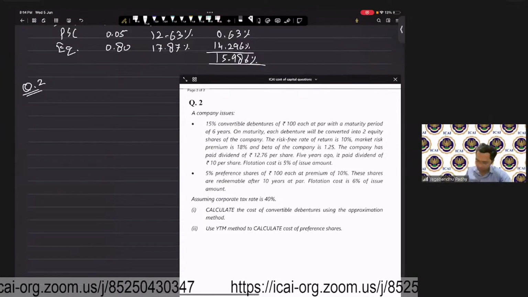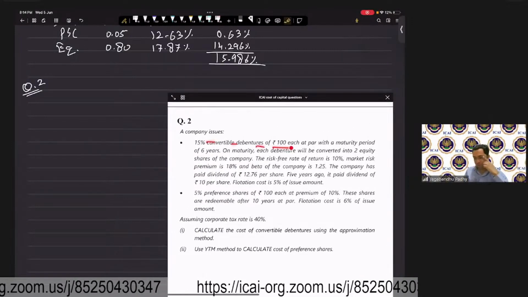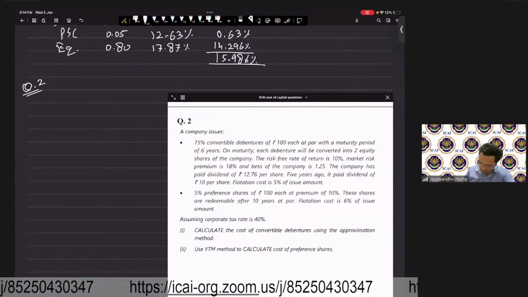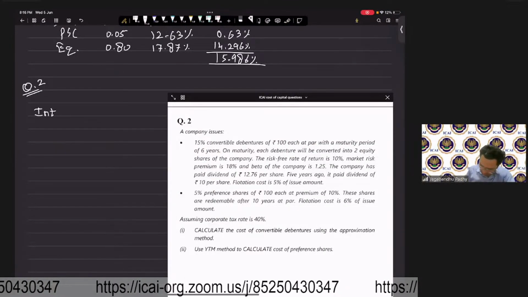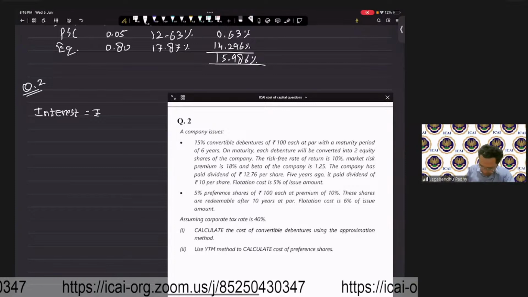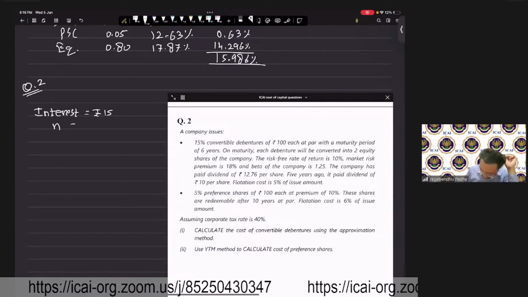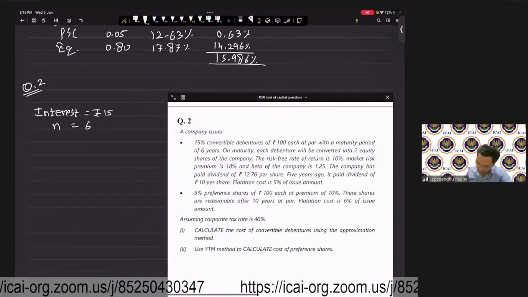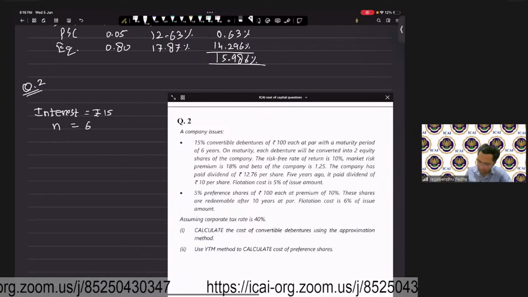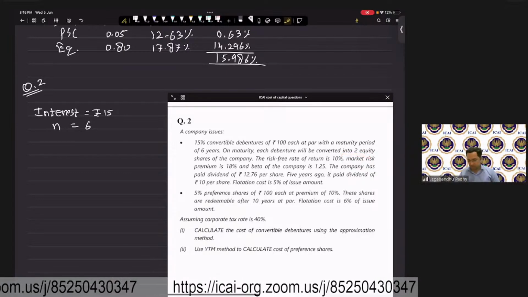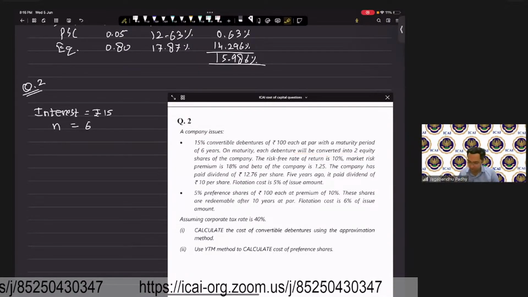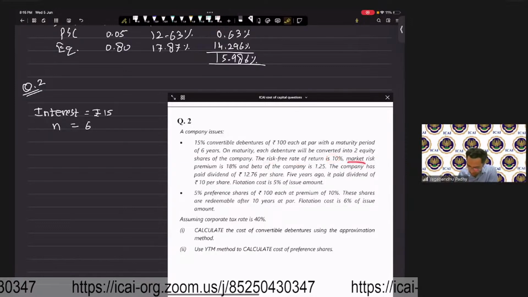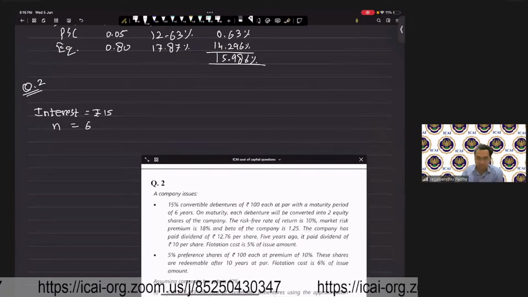Question number 2. 15% convertible debentures of rupees 100 each at par with a maturity period of 6 years. So we get interest as rupees 15. Maturity period N is 6 years. On maturity, each debenture will be converted into 2 equity shares of the company. So now, here's the trick. This debenture is not going to redeem for cash, but rather it's going to be redeemed for equity shares. And they say the risk-free rate of return is 10%. Market risk premium is 18%. So we have another dimension of data given to us right now.